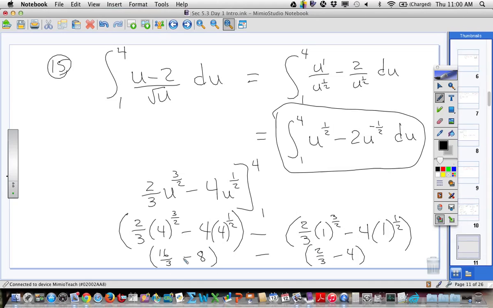Okay, so now we need to get some common denominators. That'd be 24/3. So 16 minus 24/3, that'd be negative 8/3. 2/3 minus what? 12/3. 2/3 minus 12/3, that'd be negative 10/3. So we'd end up with negative 8/3 plus 10/3. The whole thing ends up being 2/3, right?